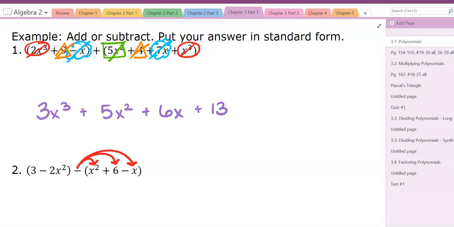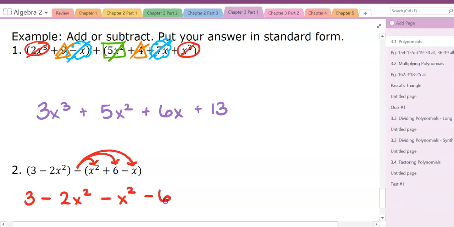So we're not going to have to do this for these? No. Okay. So we're going to have 3 minus 2x squared. Okay, and then I'm going to distribute the negative. So it's going to say minus x squared minus 6. And then a negative times a negative x is going to make that become plus x.